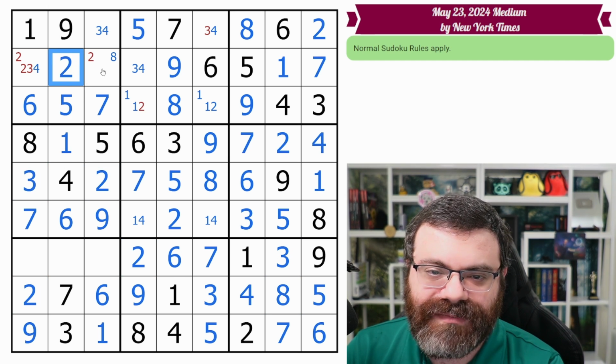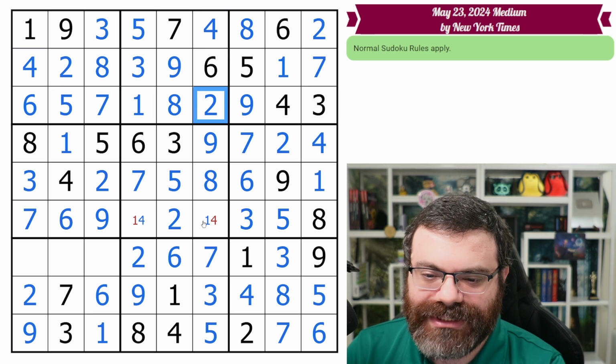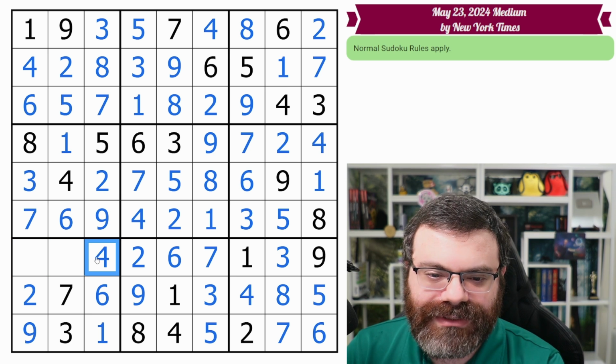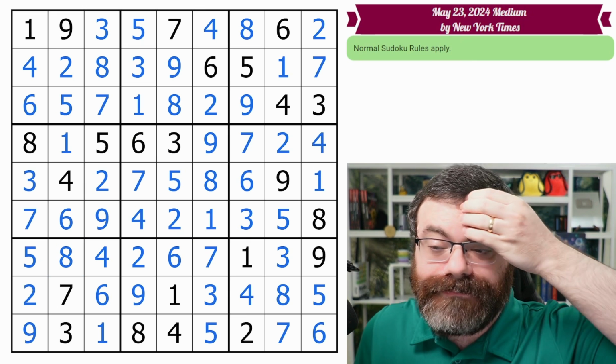It places the 2 in this box and the 8 in this box, placing the 4 and the 3. This box is completely resolved. This box is resolved. And these 3 digits are 4, 5, 8. The 4 goes here. The 5 goes here. And the 8 goes here. And we're done. With the correct solution, of course.